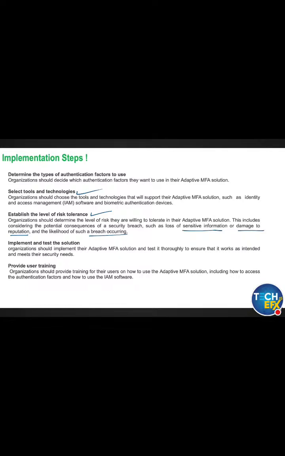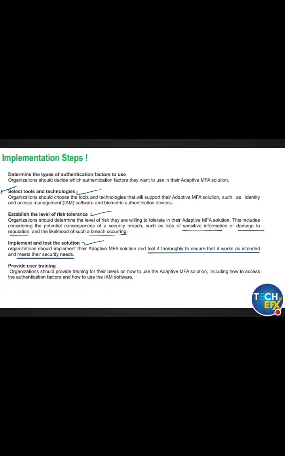Next is implement and test the solution. After selecting the right tools and technologies, what I have mentioned above, and determining the level of risk tolerance, organizations should implement their adaptive MFA solution and test it thoroughly to ensure that it works as intended and meets the security needs. This includes conducting regular security audits and updating the solution as needed to address any vulnerabilities. So this is what we have covered in implement and test the solution thoroughly.